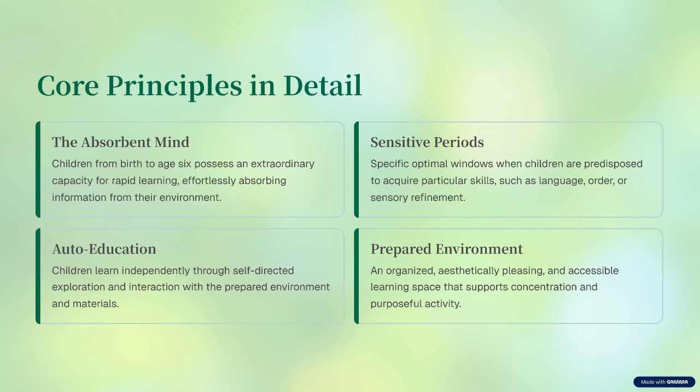First, we have the absorbent mind. Dr. Montessori observed that children from birth to age 6 possess an extraordinary capacity for rapid learning, effortlessly absorbing information from their environment like sponges. This is a period of intense unconscious learning.